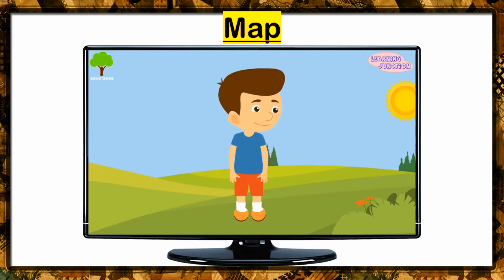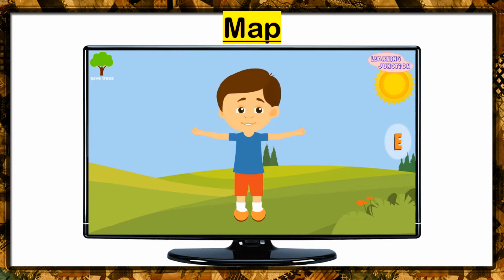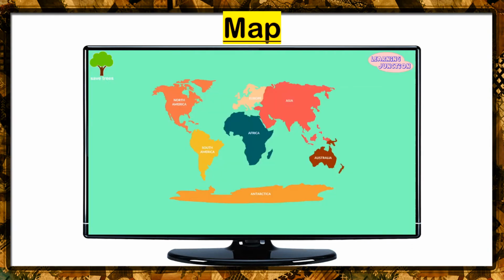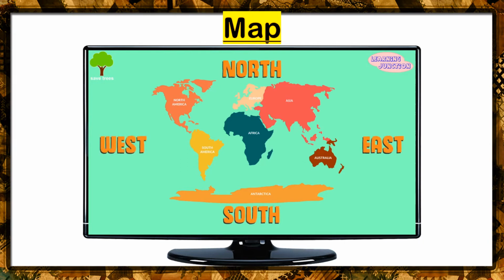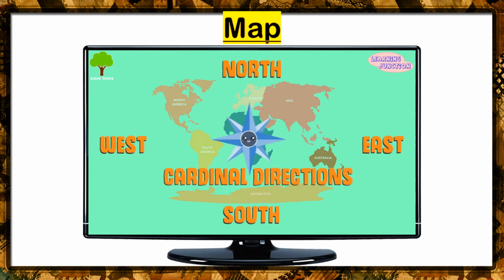The sun rises in the east. Stretch out your arms. Your left hand is now pointing north... east. Right hand is pointing west. North is at the top and south towards the bottom. This is the map of the world. North is at the top, south at the bottom. This is east, and this part is facing west. These are called the cardinal directions.